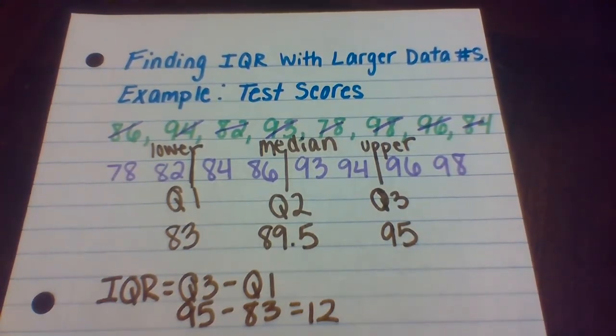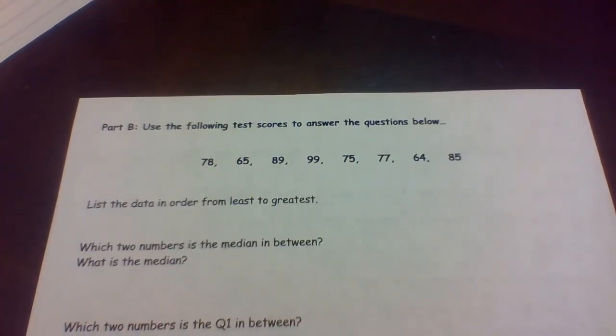Okay, all right, so when you work on your investigation 3 lab sheet continued, you will see on the back that you have some larger pieces of data that you will be working with, just like in the example that I showed you. So it's asking you to look at the test scores, list the data in order from least to greatest, and then go ahead and do what I've just shown you in the video. Find the median, find the Q1, Q3, and the IQR.